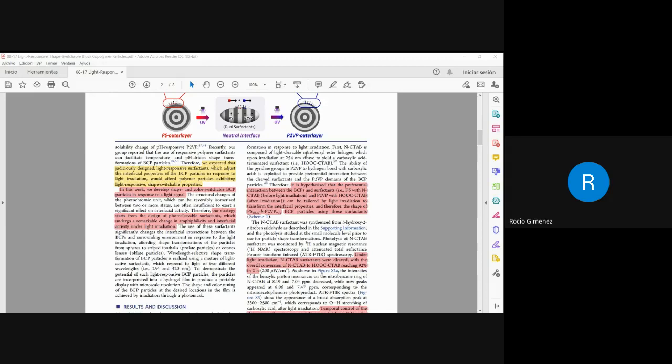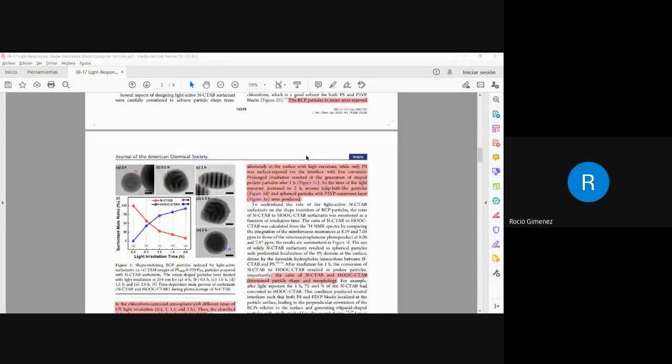So first, having characterized the photocleavage of the surfactants, they implemented them to stabilize particles and facilitate a light-triggered transformation. First, onion-shaped particles were prepared with NC-tab surfactants. The block copolymer particles were exposed to different times of UV light. Before irradiation, onion-like spherical block copolymer particles with photocleavable groups at the outermost layer were obtained.